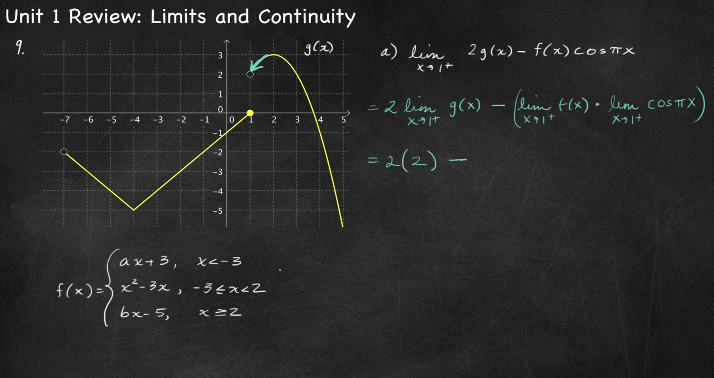Numbers to the right of 1 are going to fall into this middle piece. So we're going to find that limit using substitution. When we substitute 1 in for x, we get 1 minus 3 or negative 2. Times, and now we want the limit of cosine pi x. So we'll just use substitution here. If we substitute 1 in for x, we get cosine of pi. The cosine of pi is negative 1.